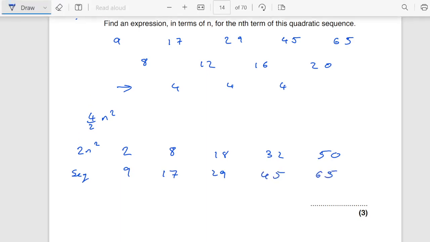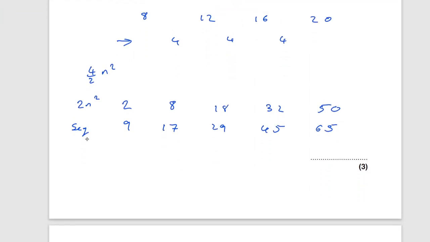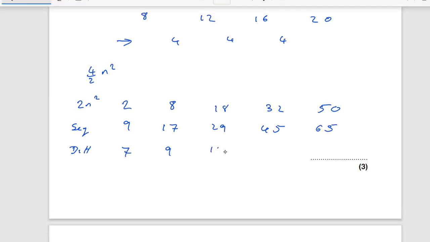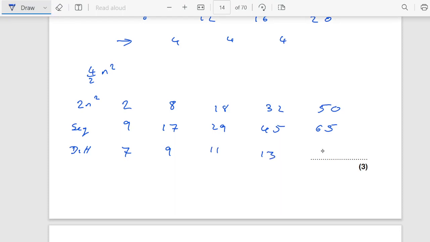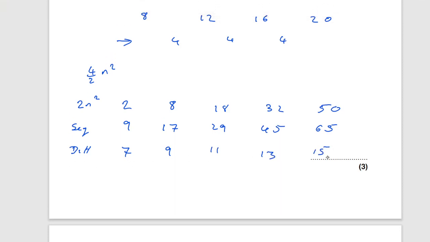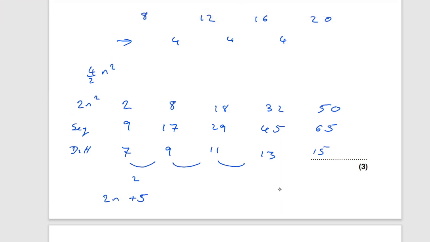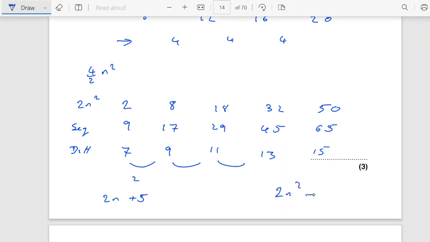So we still need to add something on to 2n squared to get to the sequence. If I look at the differences now, they would be 7, 9, 11, 13, and 15. If I were to describe that sequence, because we're going up in 2s, it would be 2n plus 5. So my sequence is going to be 2n squared plus 2n plus 5.